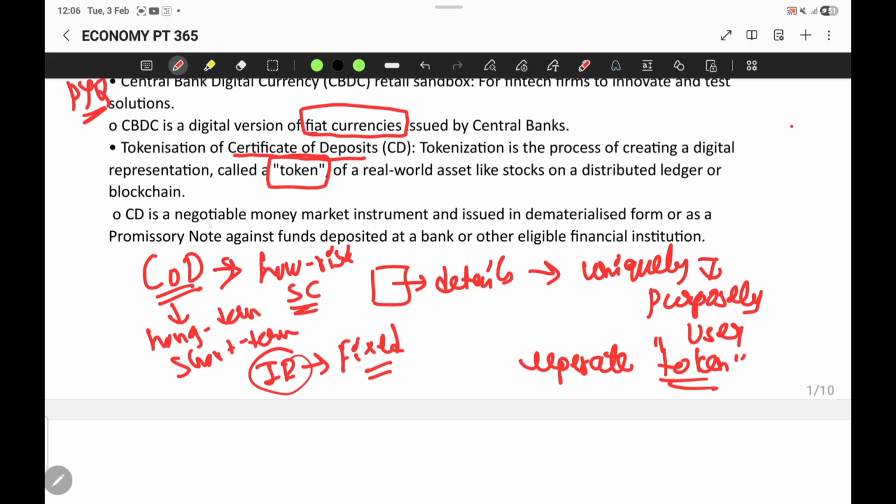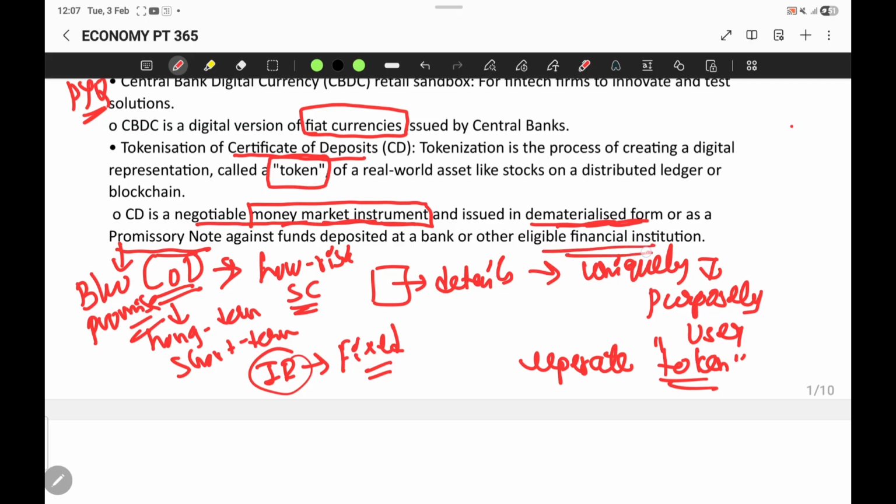See, the certificate of deposit is a negotiable money market instrument. Money market is a short term market. Okay, issued in dematerialized form. Demat form, you heard, right? That is the full form of dematerialized form. Okay, it has a promissory note, a promissory note between two parties. There is a promise, an obligation of payments between the two parties against the funds deposited at the bank and other eligible financial institutions. These things are used. That is called certificate of deposit, on which tokenization has been done.